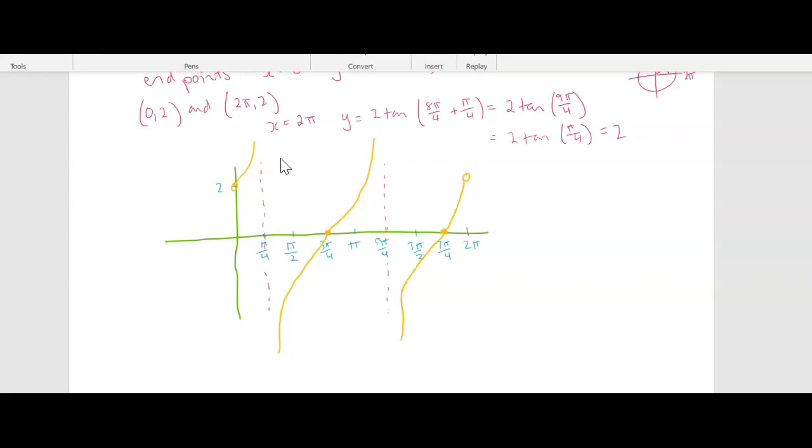So there's your tan graph. It's a very poorly drawn one. But from drawing that, you can see how to get your asymptotes, how to get your x-intercepts, your endpoints, and that's really all you need when sketching.